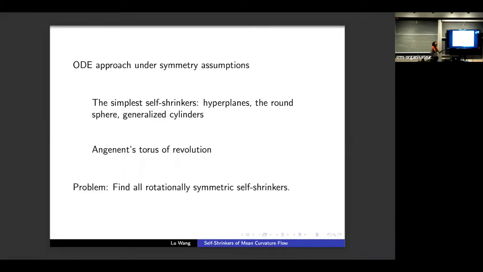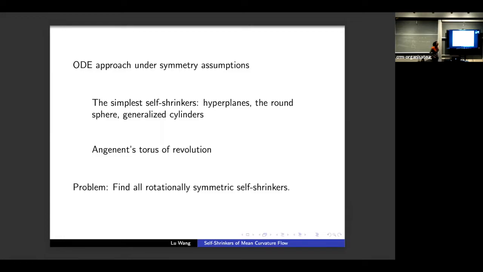So besides these simplest examples, Sigurd Angenent, around 1990, studied self-shrinkers with rotational symmetry. From the variational definition of self-shrinkers, this reduces to finding geodesics in the plane with respect to some remaining metric, but the metric is going to degenerate as you approach some axis of the plane. So anyway, by this rotational symmetry assumption, the self-shrinker equation becomes an ODE.